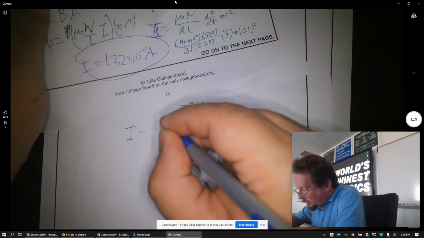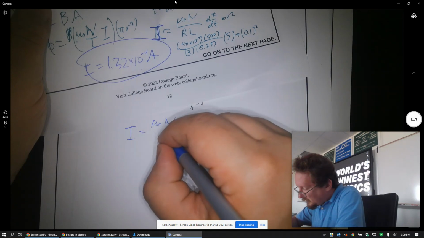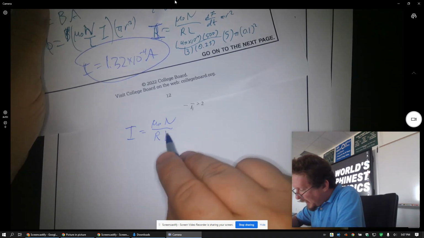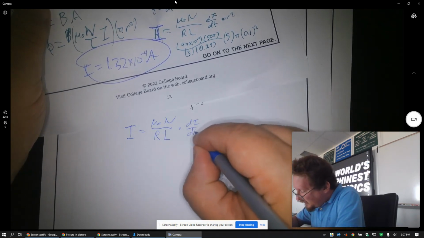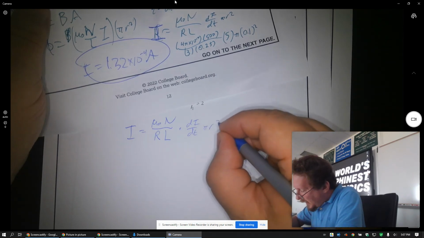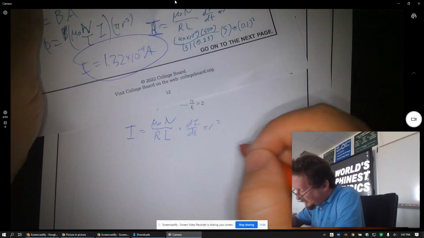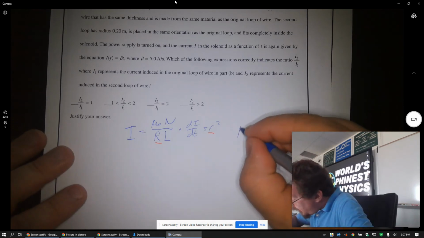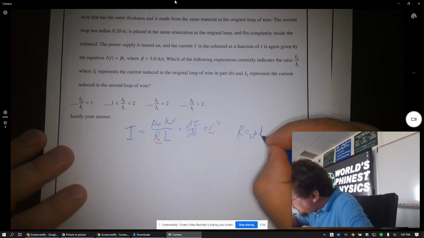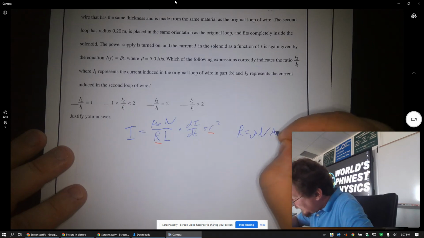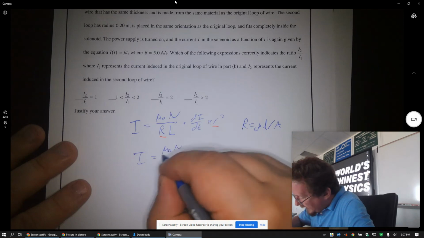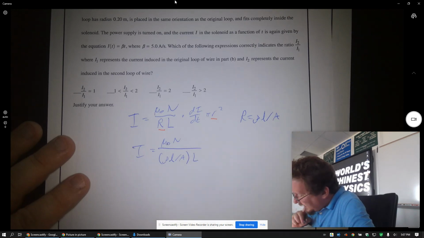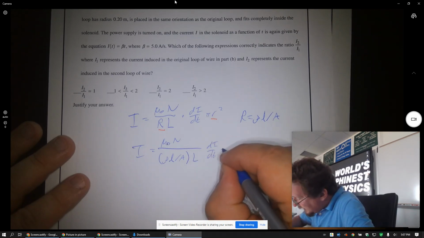Okay, so I had mu naught, number of turns, over resistance, times the length of the solenoid. So these two are the properties of the solenoid. dI/dt, that's the rate of change in the solenoid, times pi radius of the loop squared. So I'm going to underline things that are properties of the loop, that and that. Everything else is about the solenoid, so none of the rest of that is going to change. Now, R is resistivity times the length of the loop over the area. So mu naught n over resistivity times length over area, times the length of the solenoid, dI/dt times pi r squared.